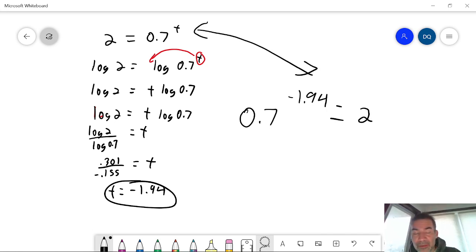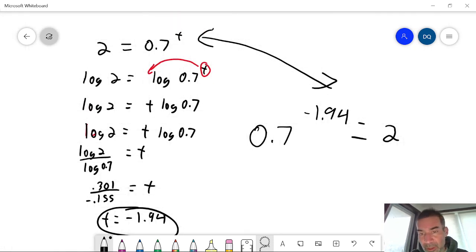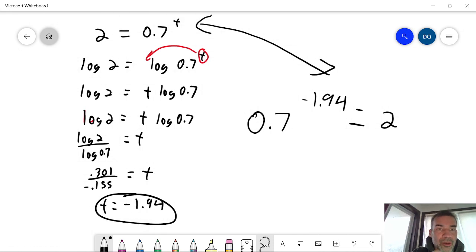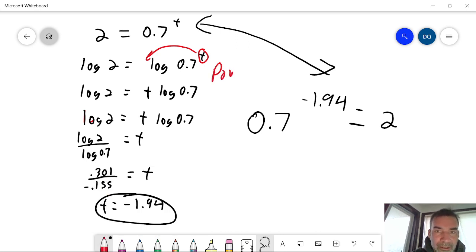To recap how that was done, when you have an exponential equation where you simply have a number on one side and an exponential on the other side, you take the log of both sides. When I took the log of both sides, I was then allowed to take that exponent and bring it down to the front. That is the power law of logs. So what I'm using to get from here to here is the power law of logs.